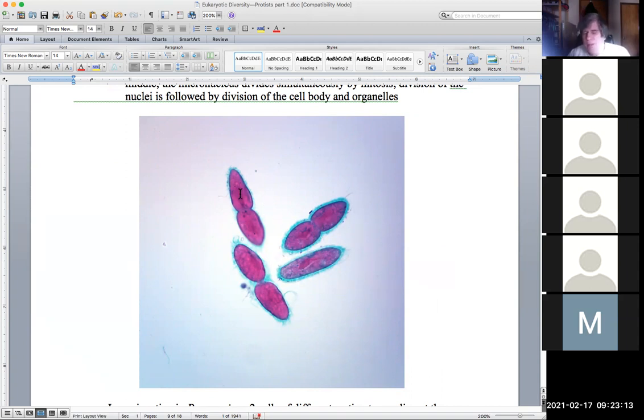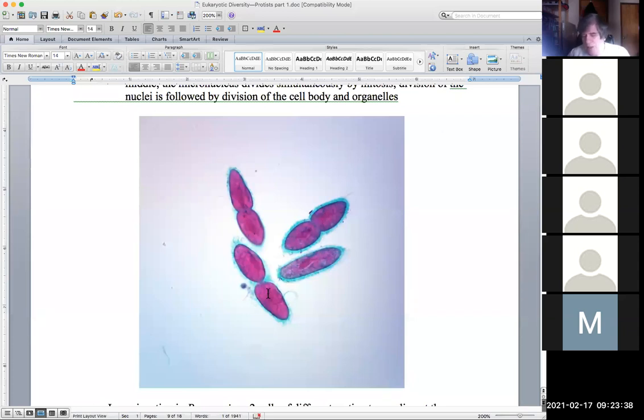If we look here in the upper left, you can see a cell that's just starting to go through binary fission. How can you tell it's just starting? Well, if you look at this indentation in the middle, this indentation hasn't gotten very far. If you look in the upper right, you can see a cell that's a little bit farther in binary fission because that indentation is going in deeper.